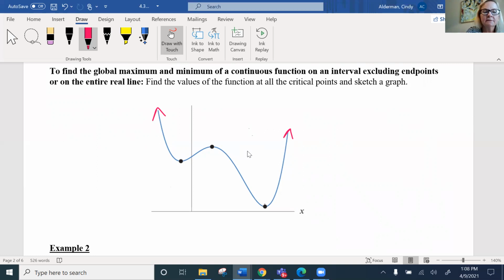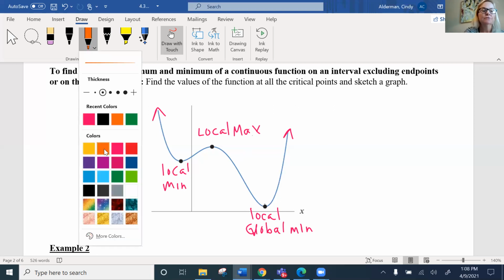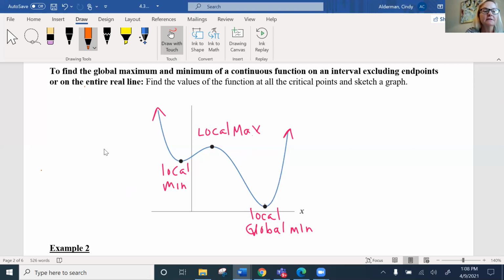So let's label these. This is going to be a local min. This is going to be a local max. And this will be the global min, but also local and global min. But because of the arrows, and if we're evaluating this over the entire real line, because there are these arrows, there is no global max.